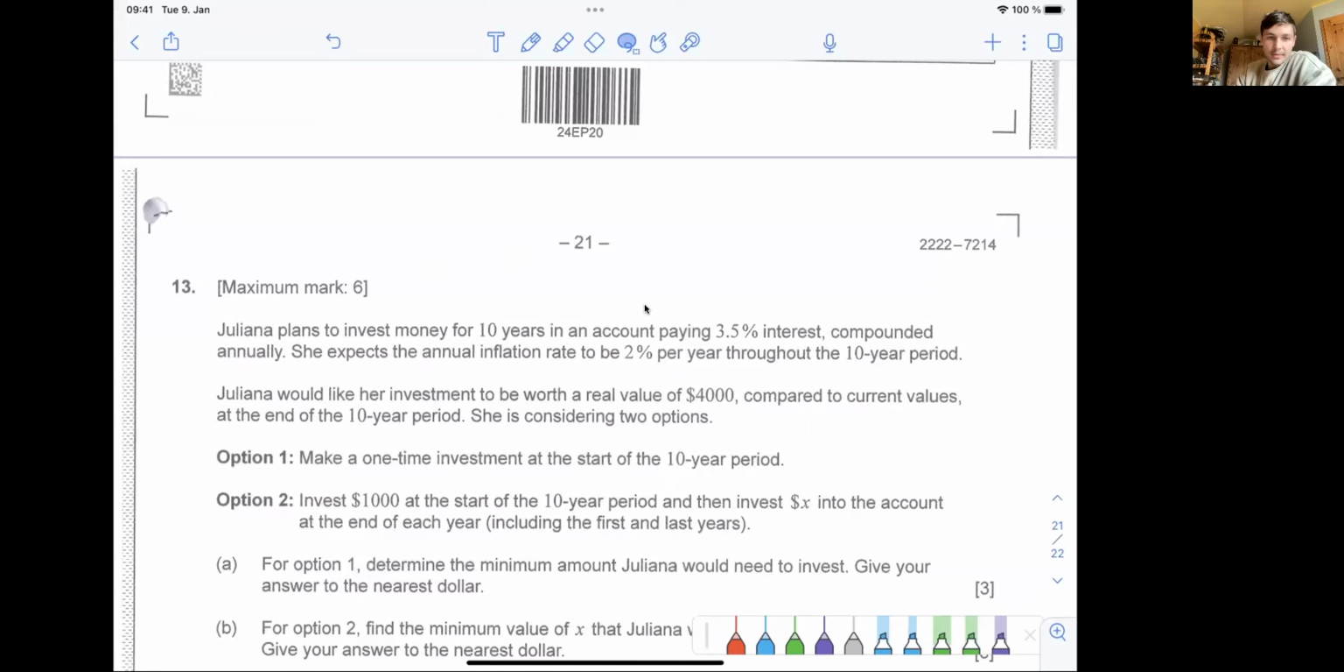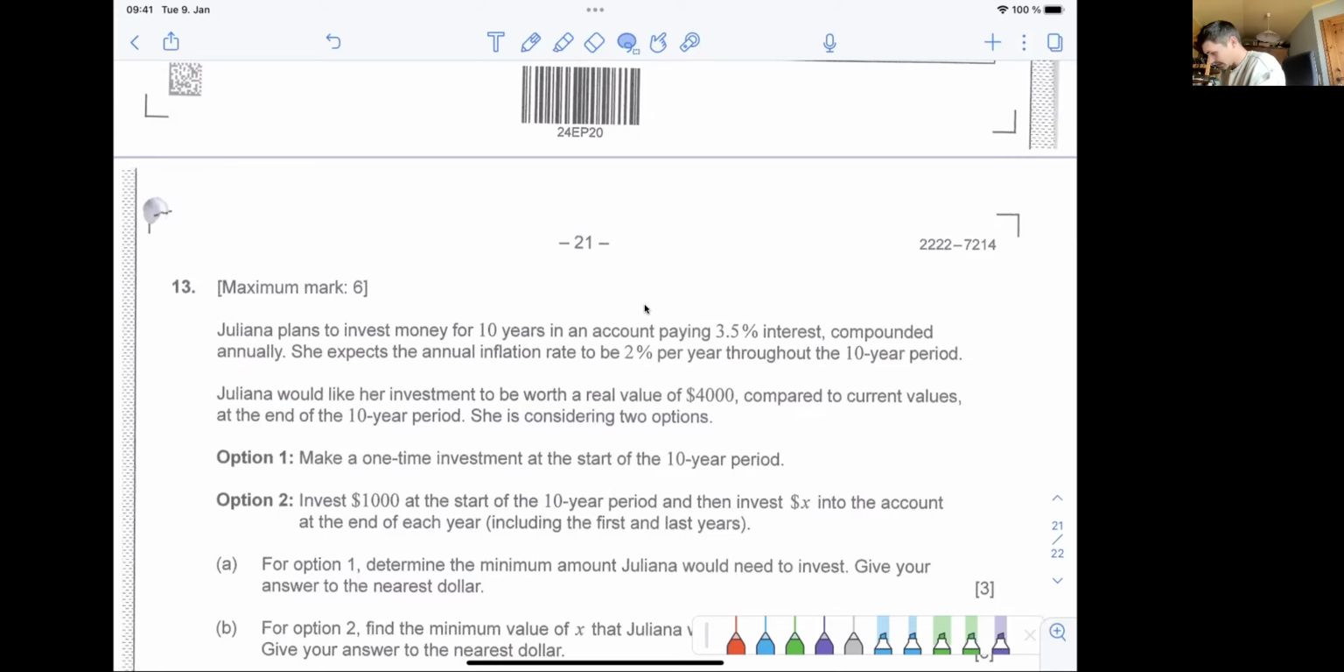Option 1, make a one-time investment at the start of the 10-year period. Option 2, invest $1,000 at the start of the 10-year period and then invest X dollars into the account at the end of each year, including the first and last years. Part A asks for option 1, determine the minimum amount Juliana would need to invest. Give your answer to the nearest dollar.